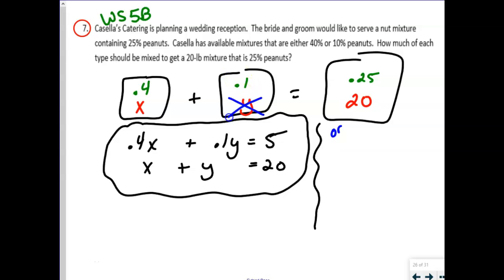Instead of calling this Y, what if I called it 20 minus X? Because think of this. If I have like 5 pounds in this mixture, that means this one has to add up to 20 with it, right? So it's got to be 15, and you found that by taking 20 minus 5. So if you wanted to set up your equation like 0.4x plus 0.1 times 20 minus x equals 5, you jump straight to the substitution part of the system, which would have been your next step here. I only show you that because I know you guys love shortcuts.